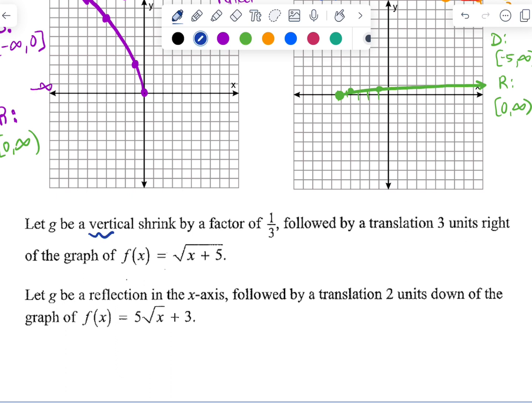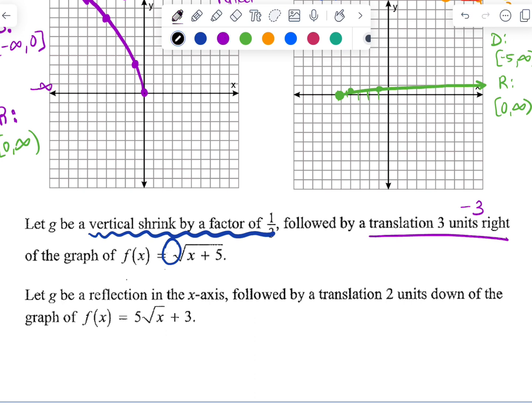So if I want to add a vertical shrink by a factor of 1/3, that's going to go out here in front. If I want to translate 3 units right, that means I'm going to take this and subtract 3 from whatever's currently going on. I'm sorry, yeah, I'm going to subtract 3 because I'm going to be moving right. This is already moving left 5. So there's going to be a net loss of still some left business.